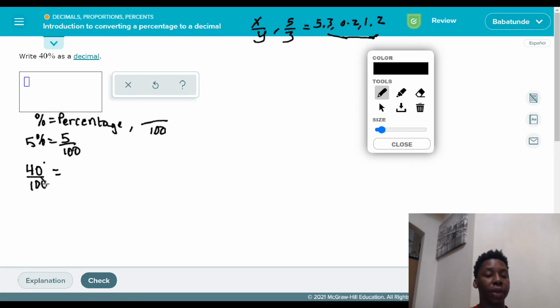So this is 40 divided by 100. In order to do this, what I want to do first is ask myself, what is the number at the bottom? The number at the bottom is 100. We're working with ones and zeros at the bottom now. So I want to ask myself how many zeros are behind the one. There are two zeros behind the one, and I'm going to use that information very soon.